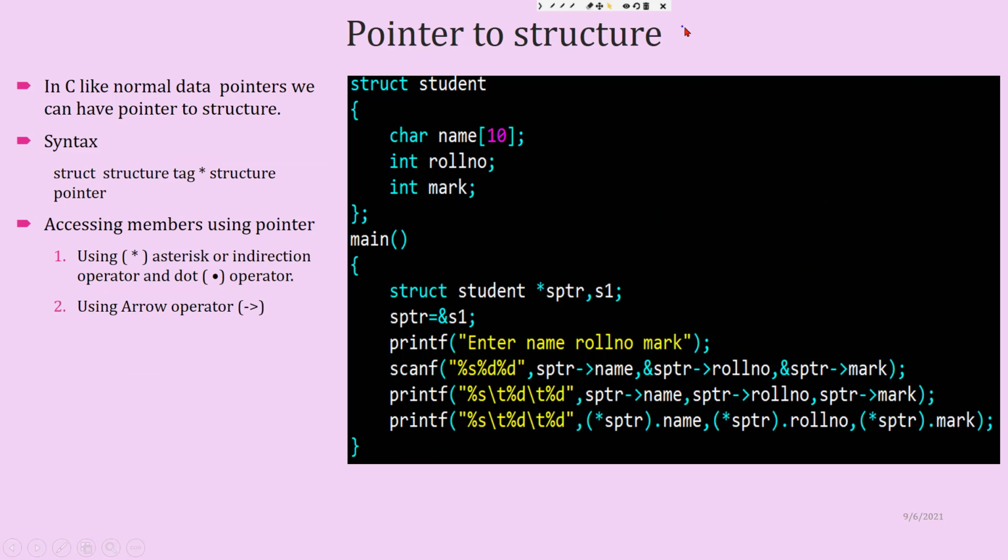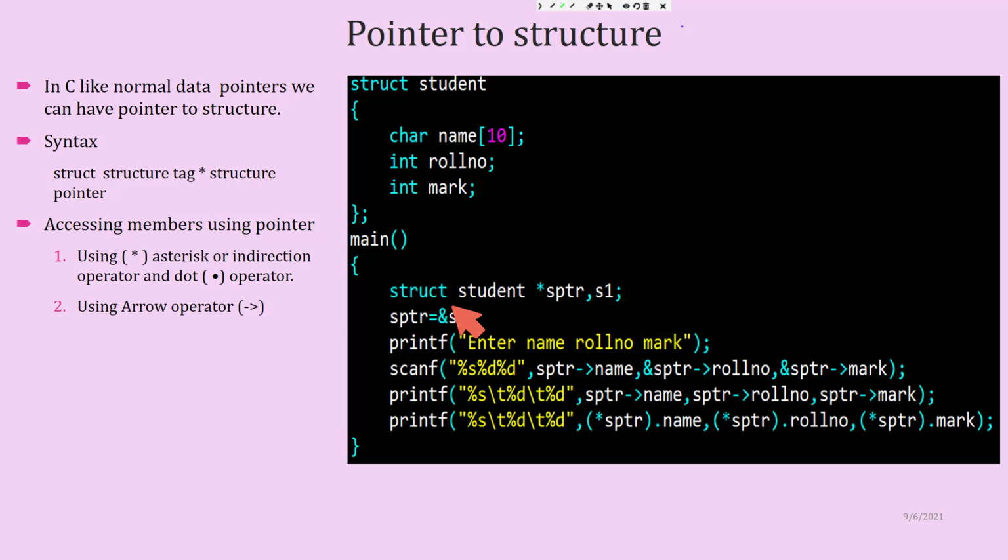Pointer to structure. In C, like normal data pointers, we can have pointer to structure. Structure means it can contain some data items of mixed data type, and these mixed values are also stored in memory. Since it is memory, it will have some address. If we store that address in some variable, we can say it is a structure pointer.